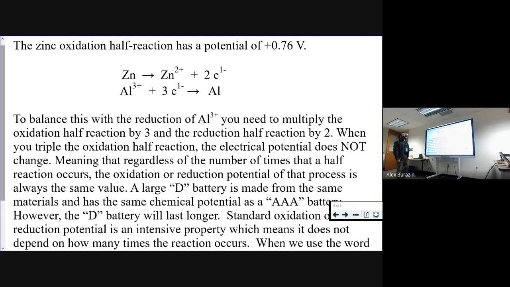Okay, that's good. So the zinc oxidation half reaction has a potential of positive 0.76 volts. Do you have last year's periodic table? If you go to last year's periodic table and flip it to the backside, top center on the back side.